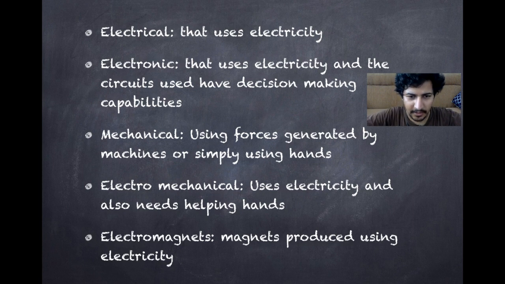And next one is mechanical. Mechanical means using forces which are usually generated by machine, or we can say simply using hands is known as mechanics. Electromechanical means using electricity as well as using hand. That means using electricity at the same time using hand is also known as electromechanical. Electromagnets means the magnets which are produced using electricity.